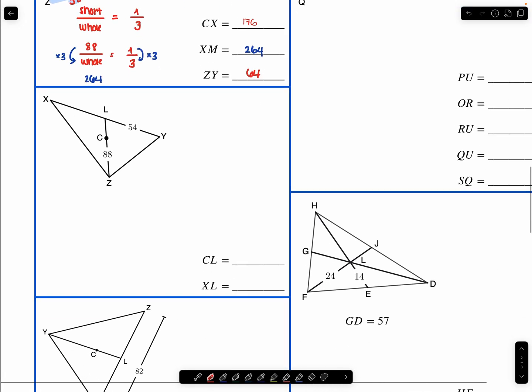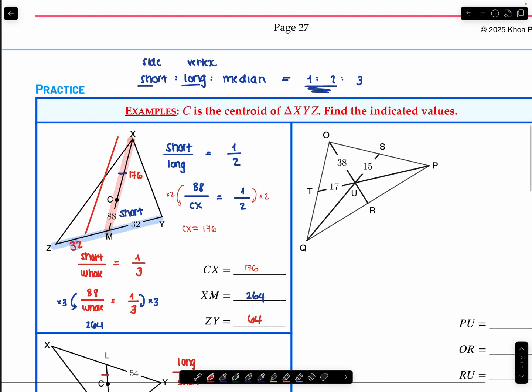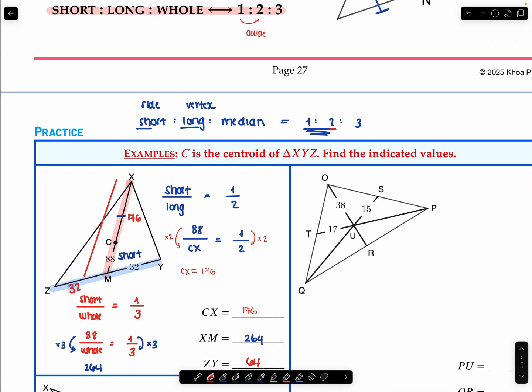Down here, what I know is that this 88 here happens to be the long side. And so if I'm trying to find CL, this is the short side. So I have long compared to short. And according to our extended ratio, the long is 2 and the short is 1. And so this is going to be 2 to 1. The long is 88.